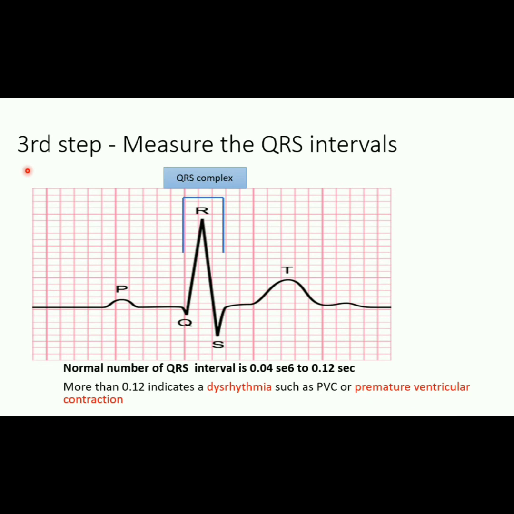Now let's see the third step, measuring the QRS interval. In this QRS interval, as we have seen in the PR interval, we are going to count the boxes only. For the QRS interval, we have to know the normal interval range, that is 0.06 to 0.12 second, the magical number that we have here. So more than 0.12 indicates a dysarrhythmia such as PVC. PVC means premature ventricular contraction.